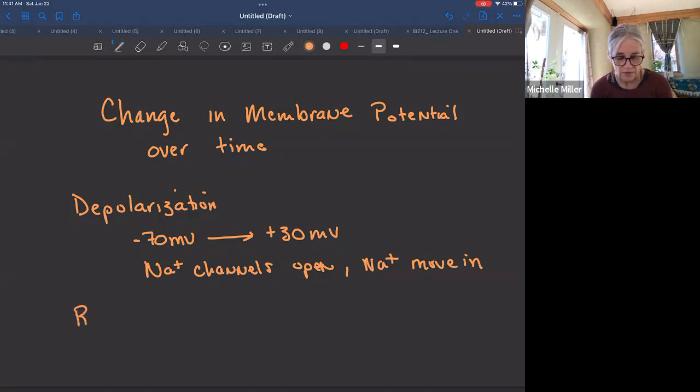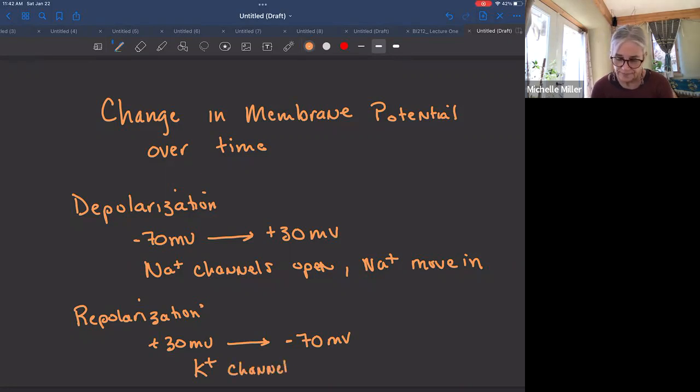Okay, repolarization is where we have +30 millivolts. We're going to go back down to -70, maybe even below. And this has to do with a different ion channel. So sodium ion channels close, but potassium ion channels open. So potassium is a K. So these channels open, and potassium moves out. So it carries that positive charge with it as it moves out.